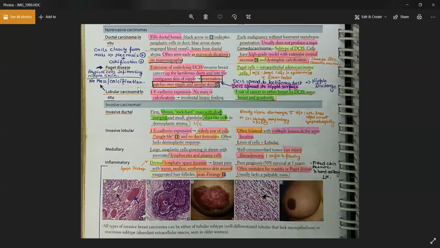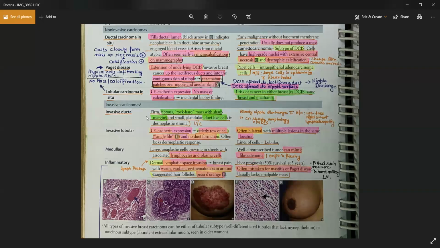Okay, that's what you see in the lobular carcinoma in situ. Now you have the invasive cancer. In all of the invasive cancers, they will be invading your basement membrane, right? And by invading the basement membrane, they can metastasize early.